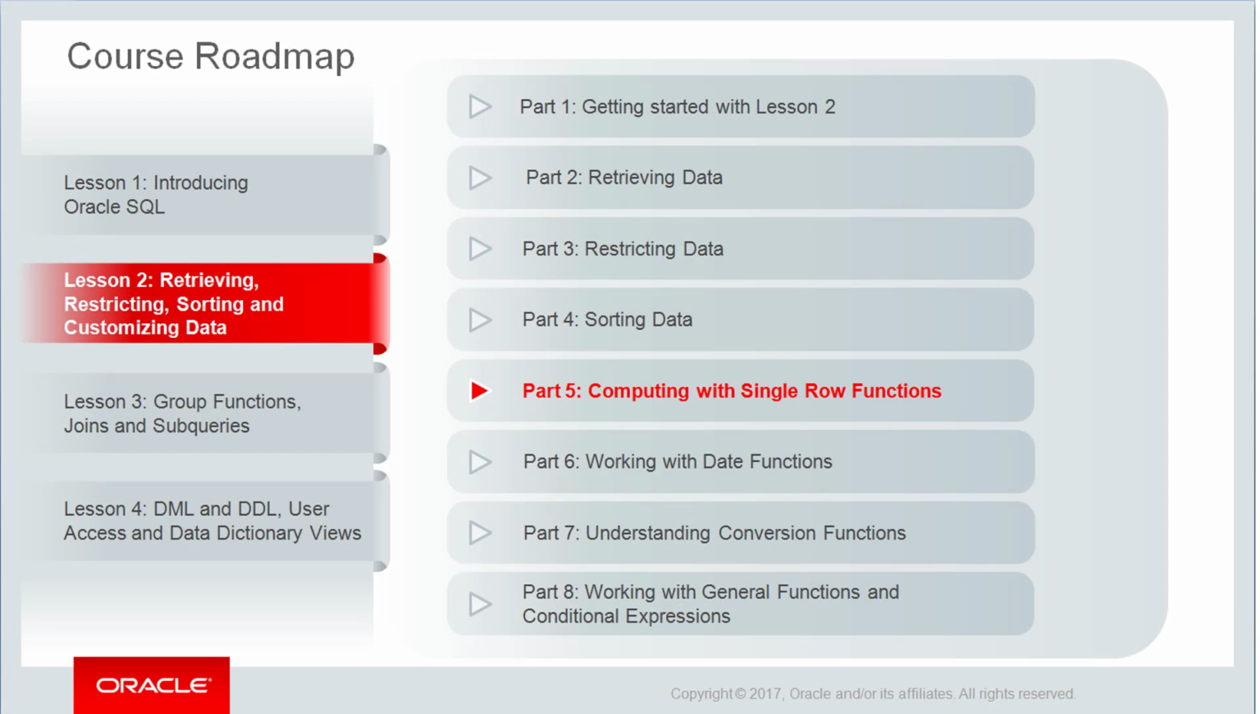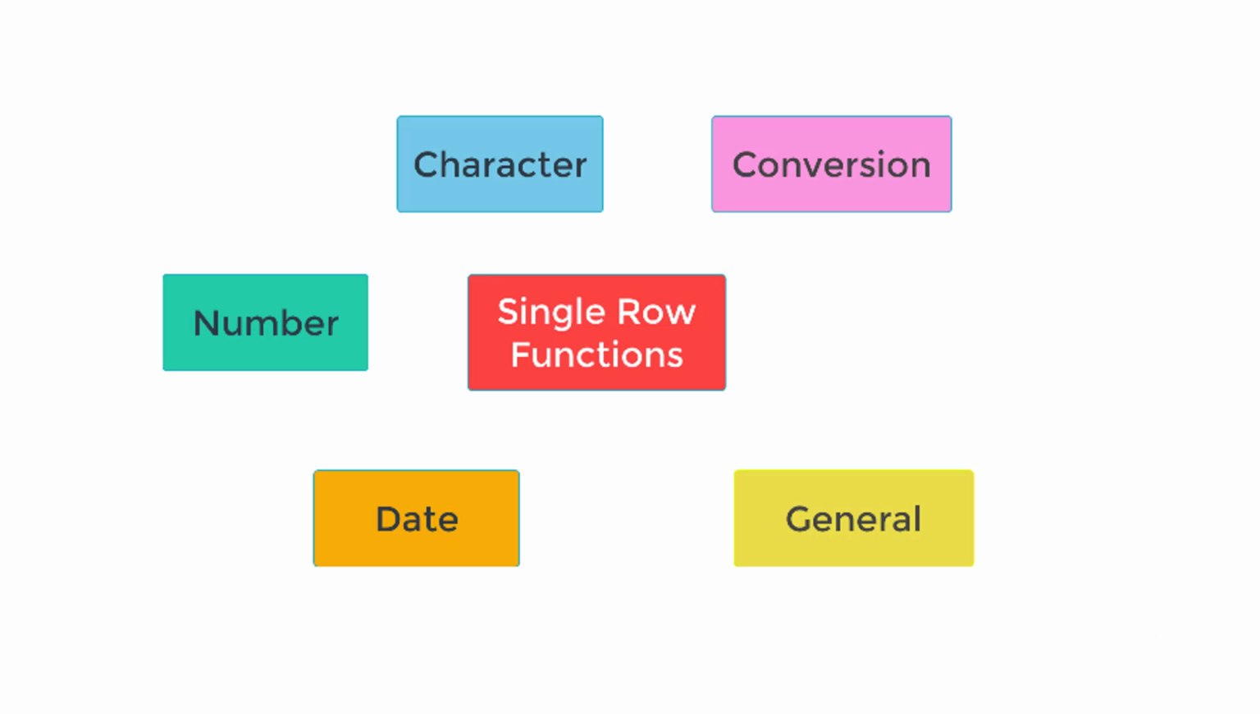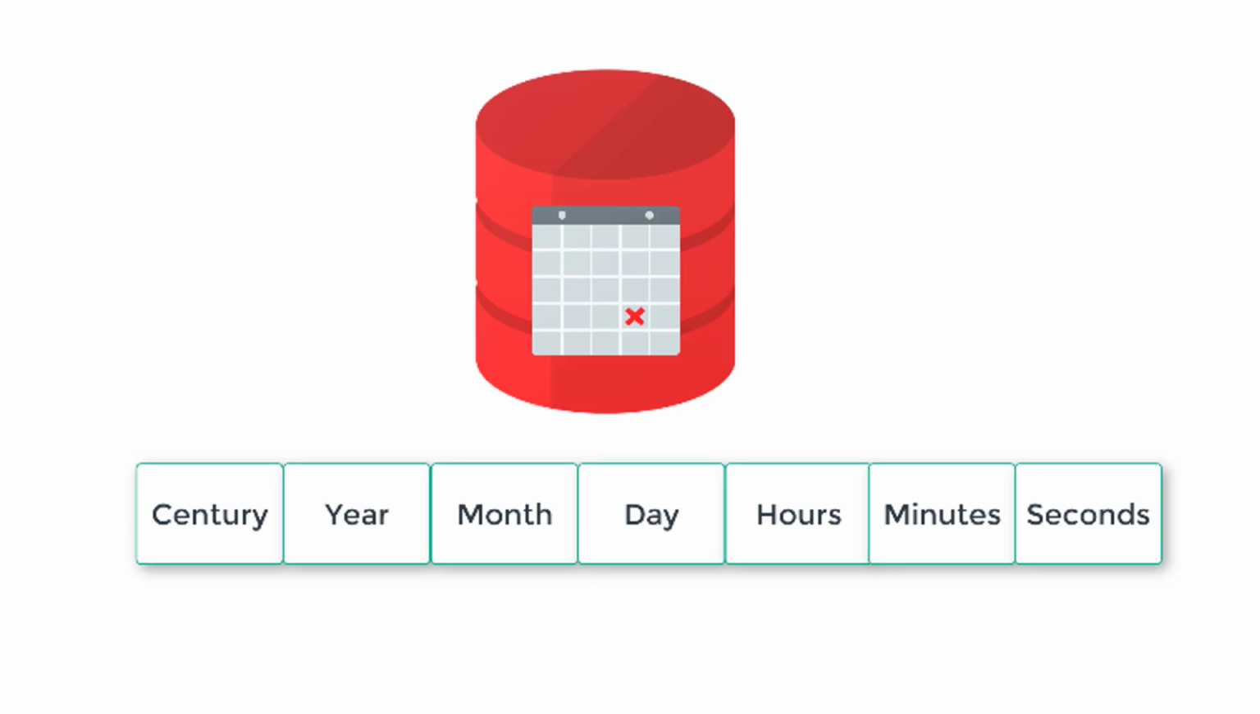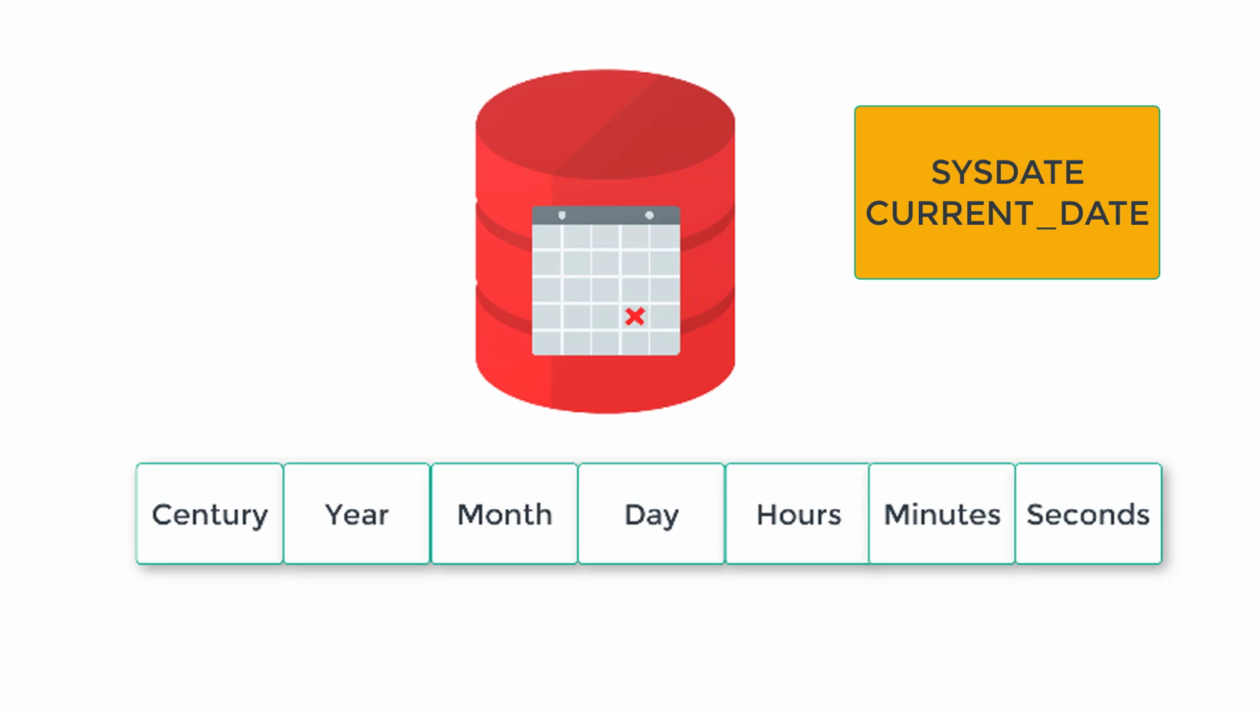In part 5, computing with single row functions, you are introduced to the various single row functions available in SQL to customize the output. You will also learn to use these functions with character and number data types in a query. Part 6, working with date functions, is a continuation of the previous part and teaches you how to use the date functions such as isDate and current_date in a query.